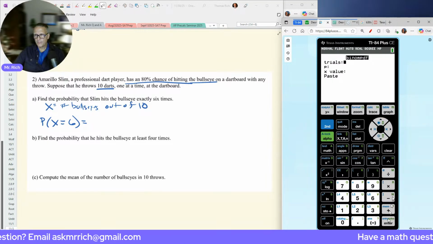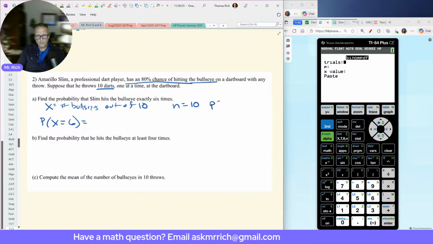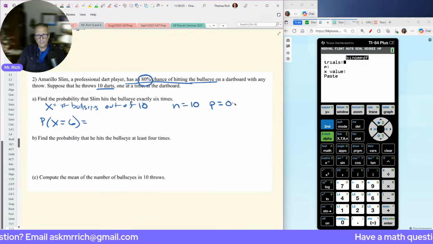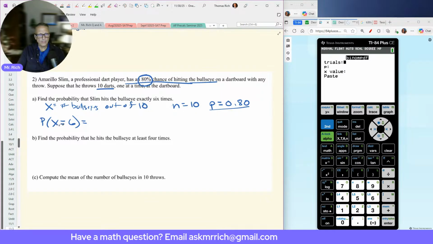There it is right there. And then what it's going to ask you for is how many trials, right? So in this case, our number of trials is 10. The probability of success for any one of them is 0.8. So that's what we call our probability of success. And then the random variable value is 6 in this case.